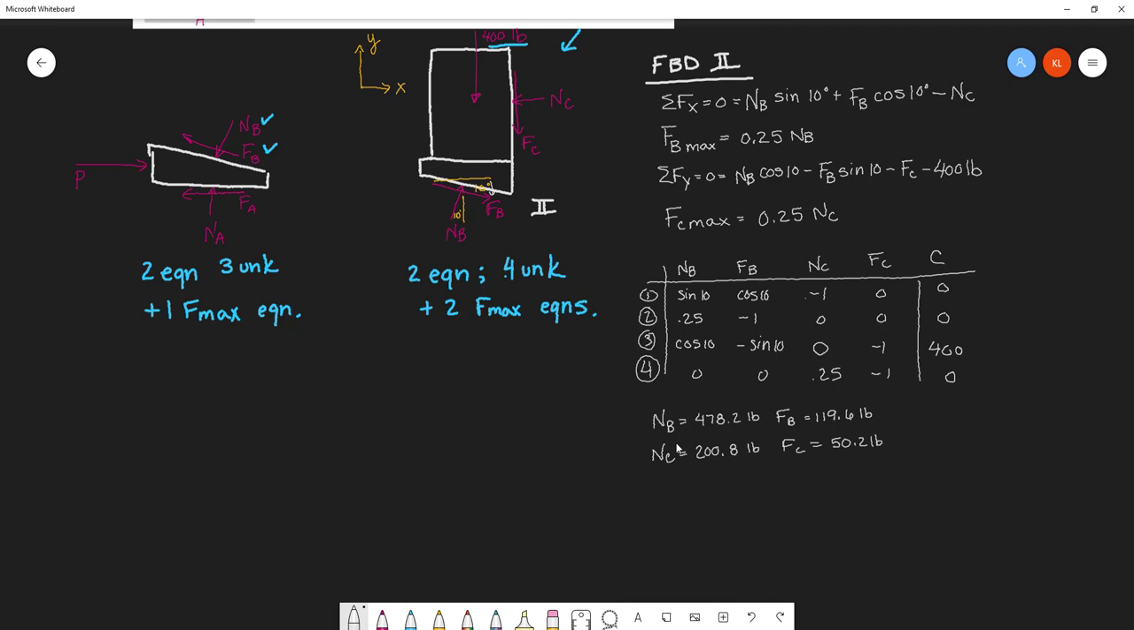Okay, I've made a little bit more room to work with. I've got my values written down, even though really the ones that I need here are the normal force at B and the friction force at B, because all I'm looking for is P. We'll slide over to free body diagram 1. So here's FBD1, and now we're going to write our equations from FBD1.